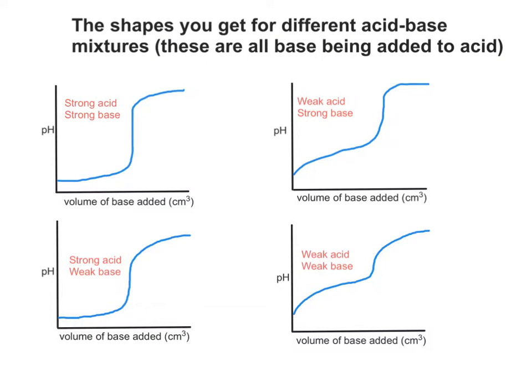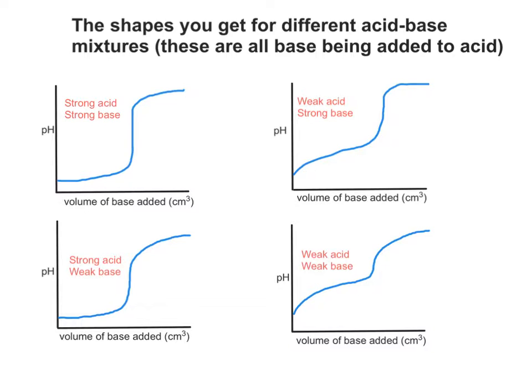So depending on the type of acid or base combination you use, you'll get different shapes. So you can see that they're quite markedly different from each other, even though they form the same kind of S shape. We're assuming that in these particular examples there's a base being added to an acid to keep it nice and simple. So let's go through each one in turn.